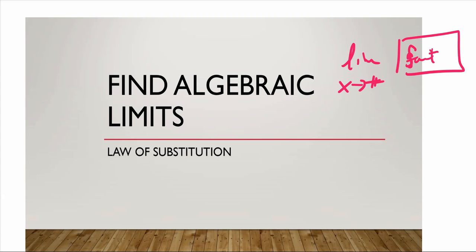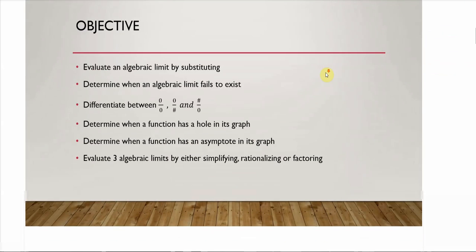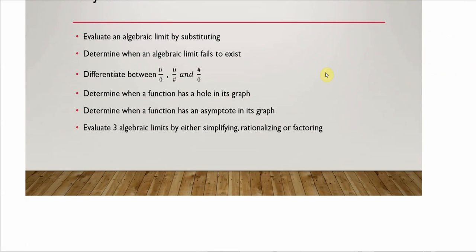It's not going to be f of x. It's going to be something like 3x plus 5, square root of x, and so forth. All right. So that's what they mean by algebraic limits. Now, what's the objective? It's going to have multiple objectives in this little video. The first one is evaluate an algebraic limit by substituting, which is the law.